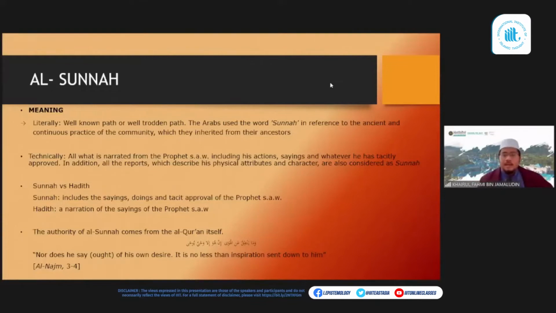The authority of Sunnah comes from the Quran itself, where Allah said, "Nor does he speak of his own desire. It is no less than inspiration sent down to him." So this is the authority of Sunnah.